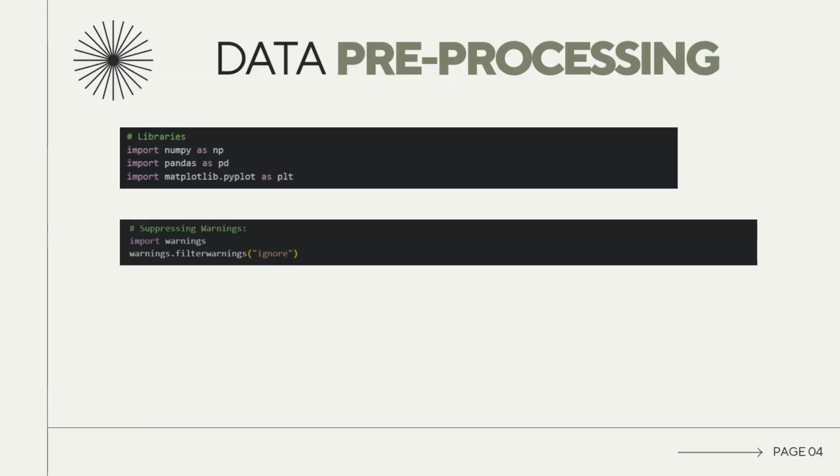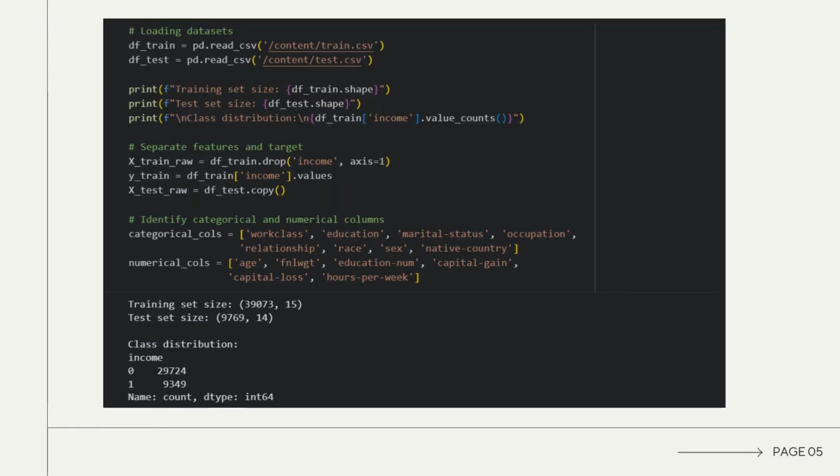So let's go through the data preprocessing. First, I have included a few libraries such as NumPy, Pandas, Matplotlib, and also 2 lines of code to suppress the warnings to make the notebook cleaner. Okay, first we are loading the test and train dataset, and we are separating the features and target by dropping the income column from the training data, and we are also identifying the categorical columns and numerical columns.